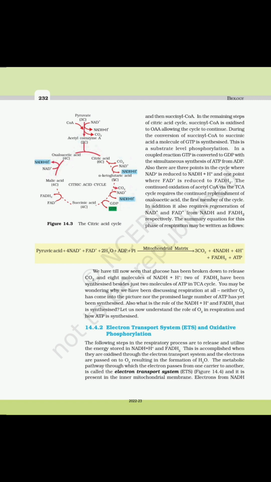This is accomplished when they are oxidized through the electron transport system and the electrons are passed on to O2, resulting in the formation of H2O. The metabolic pathway through which the electron passes from one carrier to another is called the electron transport system. It's figure 14.4 and it is present in the inner mitochondrial membrane.